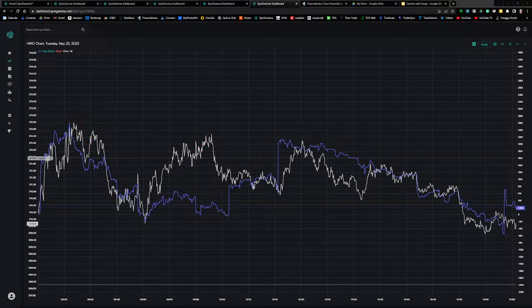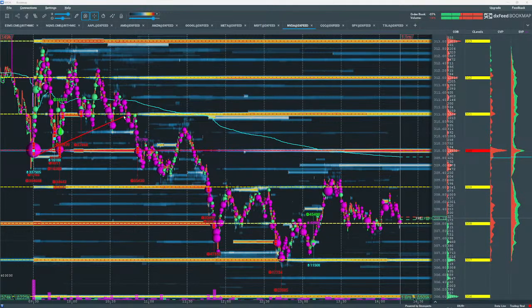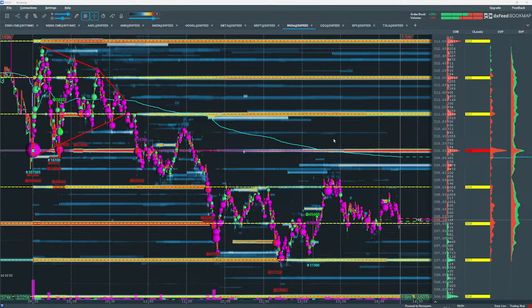All right, so let's go take a look at Bookmap. I'll just draw that with this line. NVIDIA makes a series of lower highs, then breaks this wedge pattern. Pulls back, gives another opportunity for a short as Hero oscillates up and down, but order flow definitely negative there. Notice all the pink dots, aggressive sellers. All right, so that's NVIDIA.